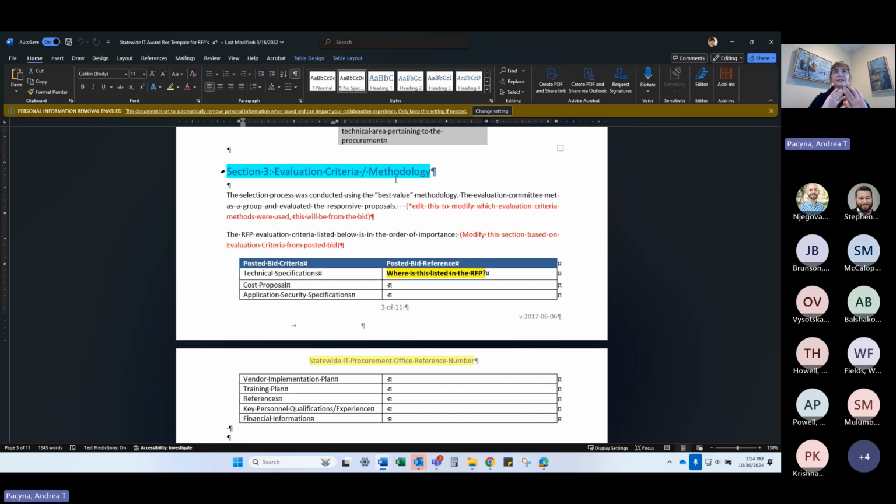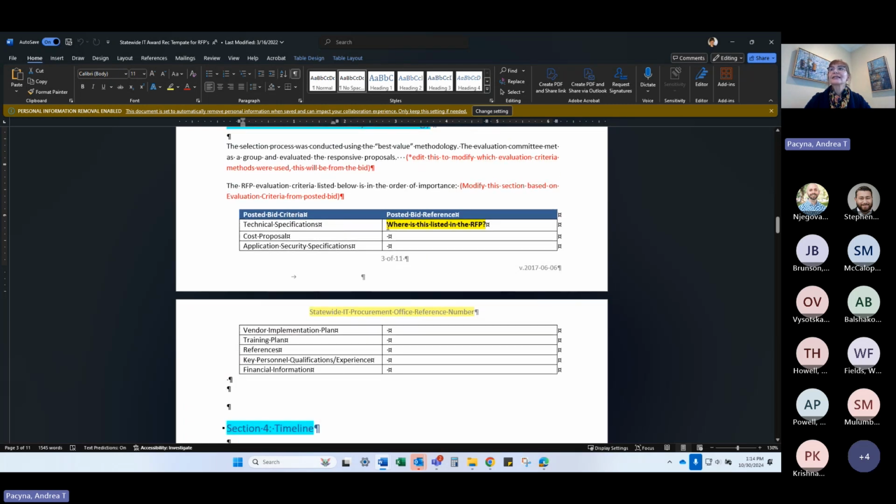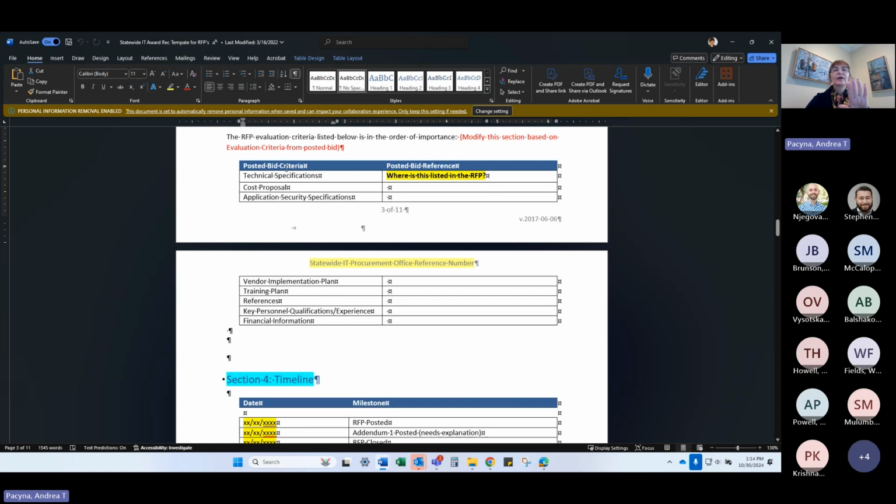They kind of moved things around and morphed it to whatever they felt like they had to evaluate. So Bill and I went back and said, no, this list of evaluation criteria has to be exactly where it was listed in the RFP. So that's an important thing: as a contract specialist, statewide IT, and strategic sourcing specialist, you have to go back and confirm that.